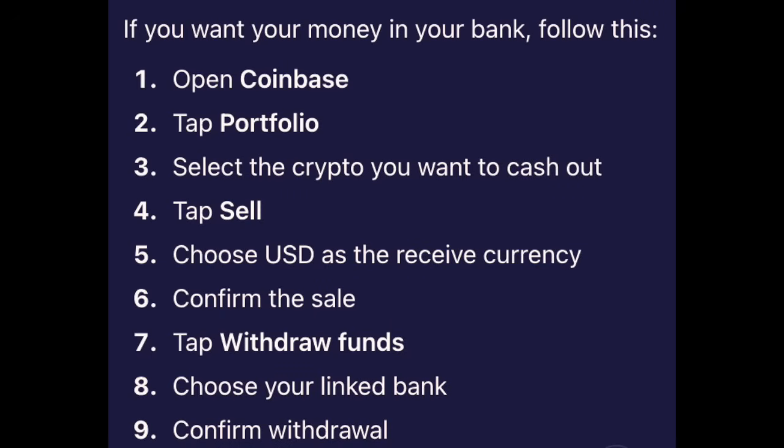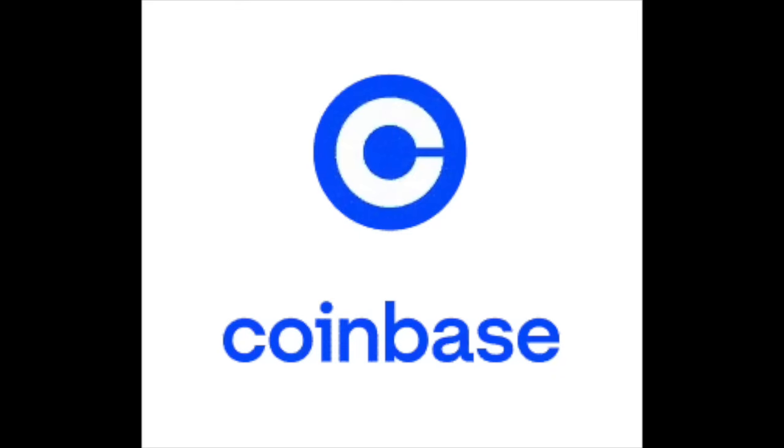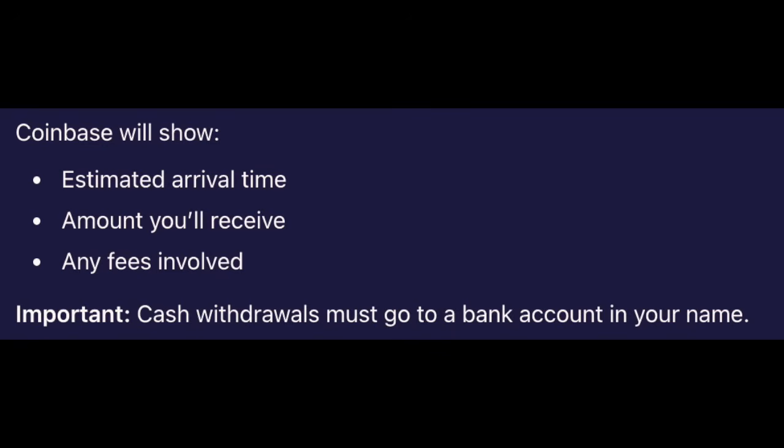How to cash out to your bank account. If you want your money in your bank, follow this. Open Coinbase, tap Portfolio, select the crypto you want to cash out. Tap Sell, choose USD as the received currency. Confirm the sale, tap Withdraw Funds, choose your linked bank, confirm withdrawal. Coinbase will show estimated arrival time, amount you'll receive, any fees involved. Important: cash withdrawals must go to a bank account in your name.